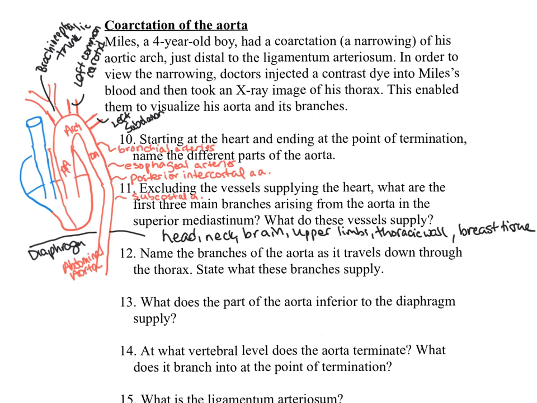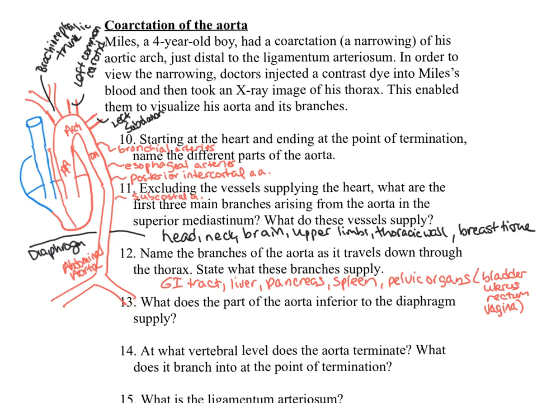Number 13. What does the part of the aorta inferior to the diaphragm supply? Inferior to the diaphragm, the aorta supplies the abdominal organs, for example, the GI tract, the liver, the pancreas, and the spleen, as well as pelvic organs, for example, bladder, uterus, rectum, and vagina, and also the perineum, for example, the external genitalia and anal canal, as well as the abdominal and pelvic walls and the gluteal region and the lower limbs.